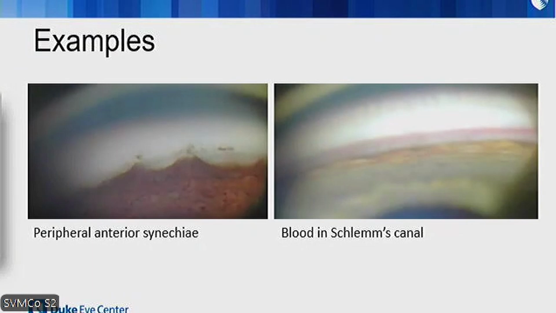And finally, these are spots of peripheral anterior synechiae and blood in Schlemm's canal.